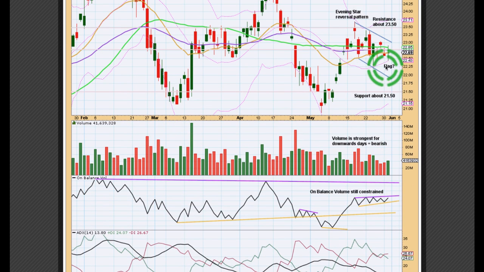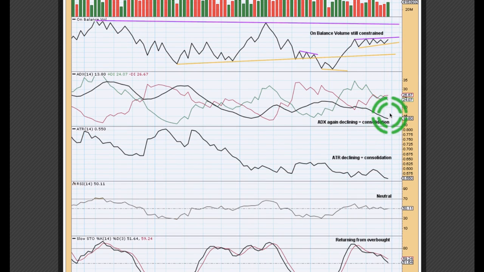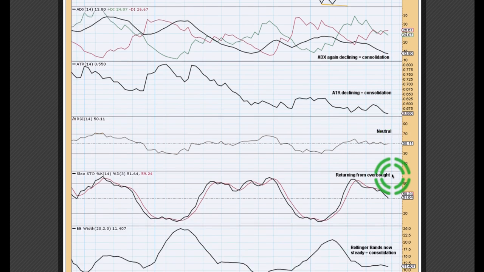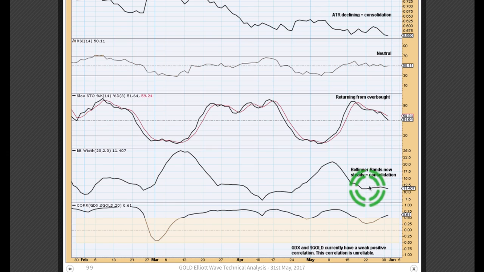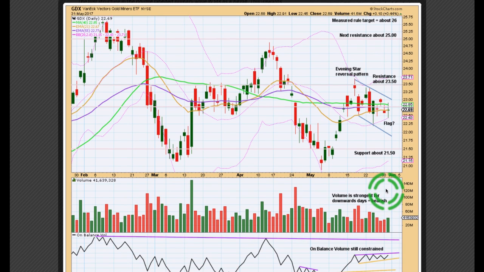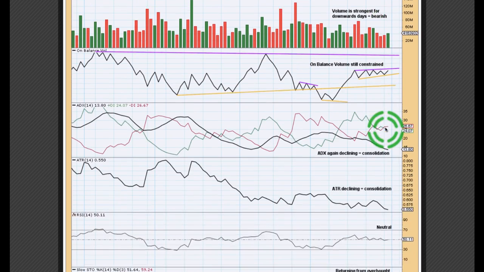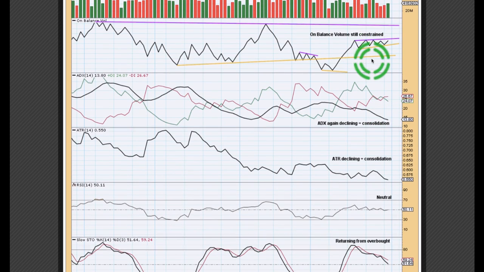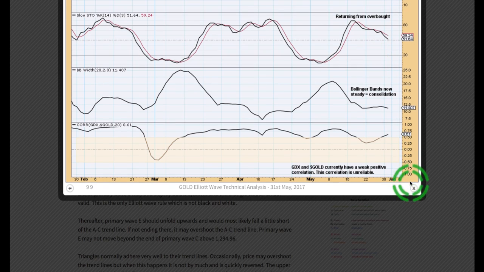While the flag pattern is unfolding, ADX is declining, telling us the market's consolidating. ATR declining agrees, and Bollinger Bands contracting and now steady also agree. So it all certainly is very obvious that GDX is consolidating. What direction the breakout is going to be is the only question. Volume says down, the flag pattern says up. Let's use on balance volume to tell us which way it's going to go next.